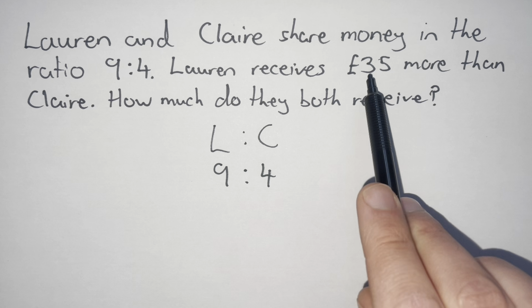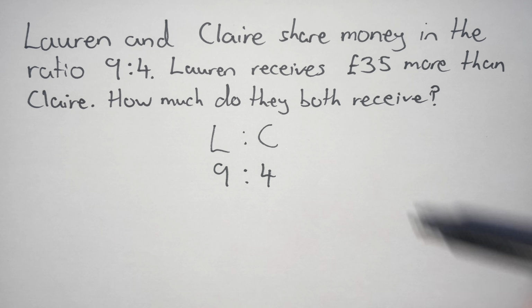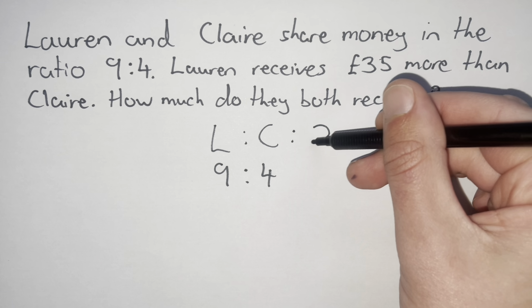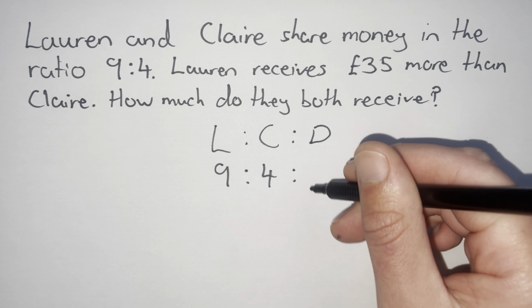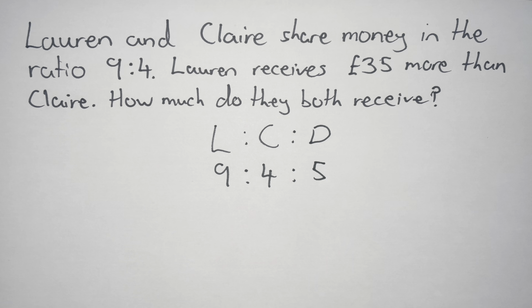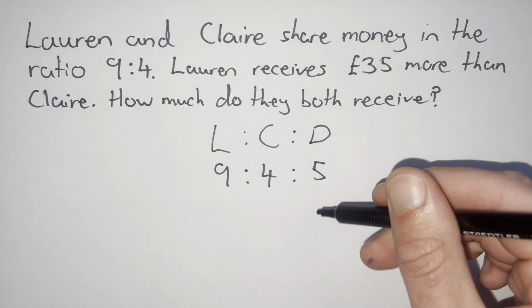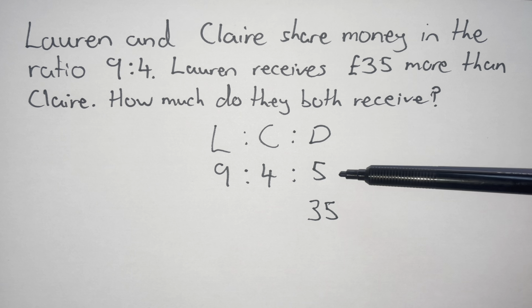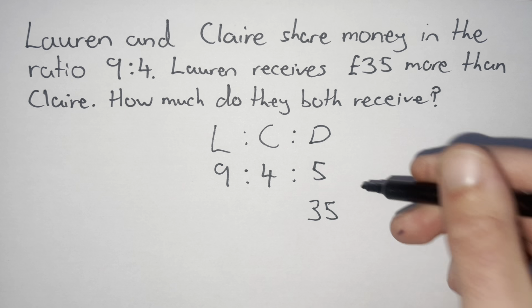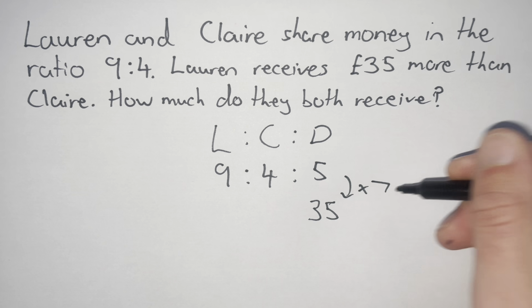Again, since I'm given a difference between their two shares, I add a third part to my ratio that I label with D for difference. And 9 subtract 4 gives me a difference of 5. Now the real difference between these two sums is £35. So I'm going to put a 35 down underneath my 5. And I now need to think, what do I multiply 5 by to make 35? And that's going to be 7.